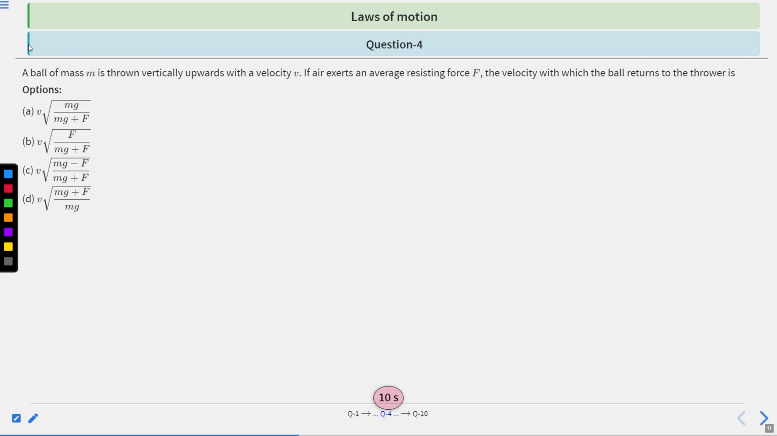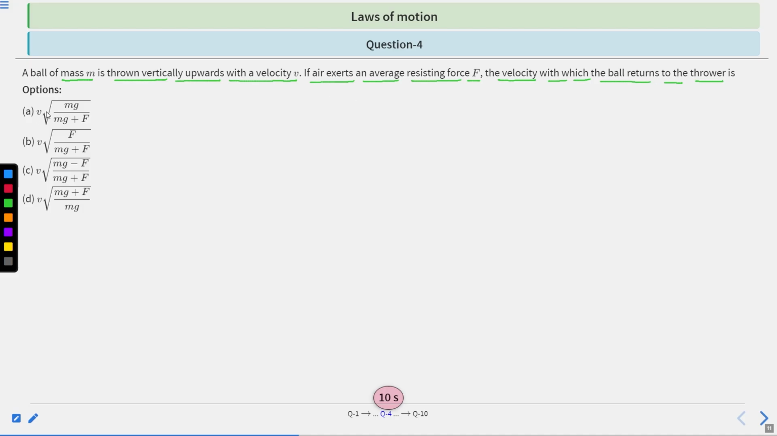Question 4. A ball of mass M is thrown vertically upwards with a velocity v. If air exerts an average resisting force F, the velocity with which the ball returns to the thrower is what? The question asked about the velocity with which the ball returns to the thrower. The given options are these.